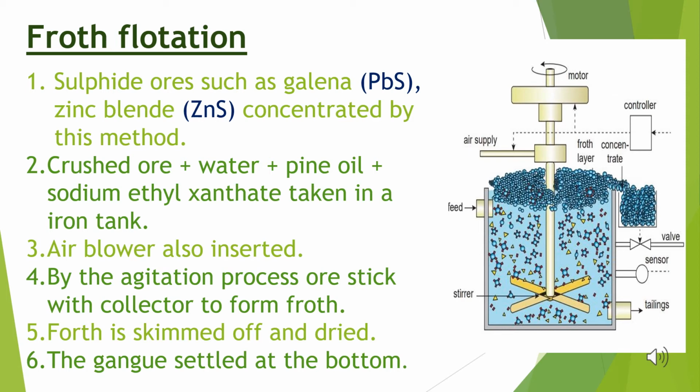The froth flotation method has a simple principle: the metallic ore particles are preferentially wetted by oil, so they can be separated from gangue particles or impurity. In this method, the crushed or powdered ore is suspended in water and mixed with pine oil or eucalyptus oil. The pine oil or eucalyptus oil is used as a floating agent for this process.